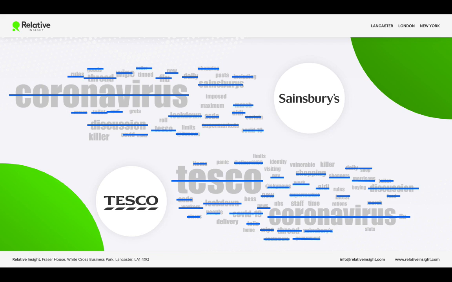And really, this is how Relative Insight works to help you focus in on the things that matter most in your data so that you can better understand the unique challenges facing your brand or the unique needs of your customers and target audiences.